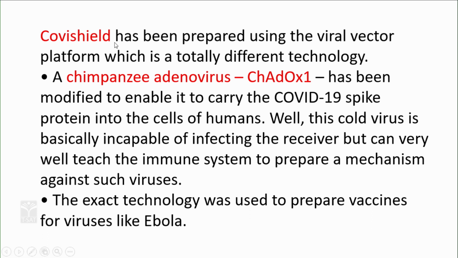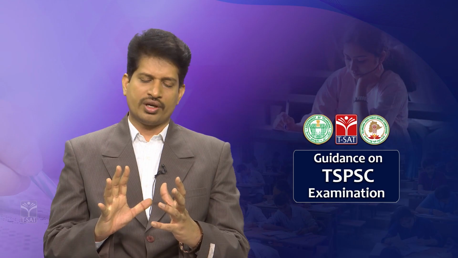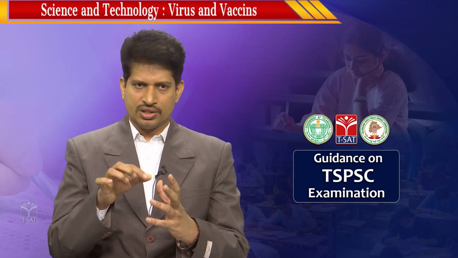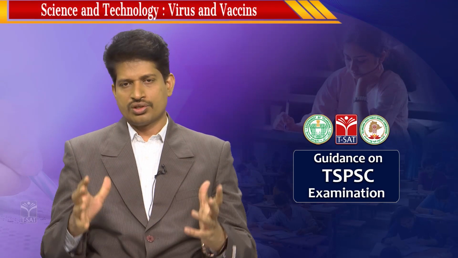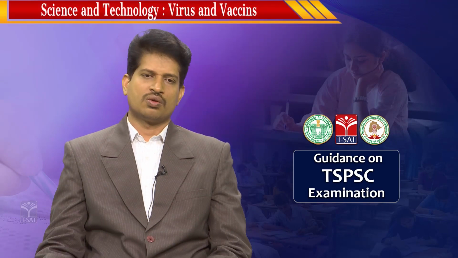So in the case of Covishield, we have taken a vector as chimpanzee adenovirus, and you have attached a spike protein to this adenovirus, and this genetically modified spike protein attached virus is being synthesized in the laboratory and used as a vaccine.